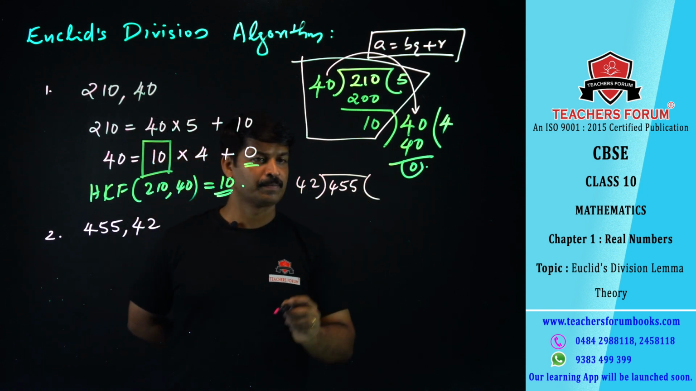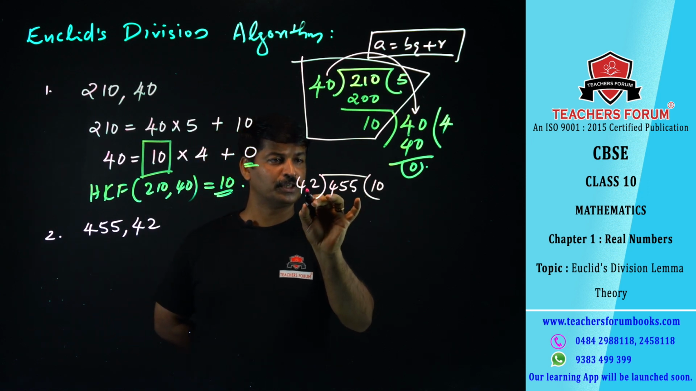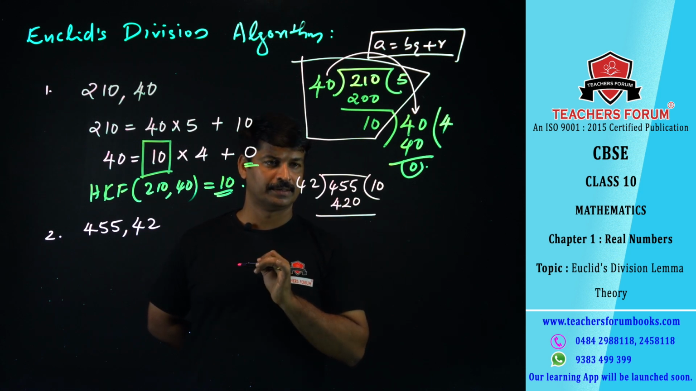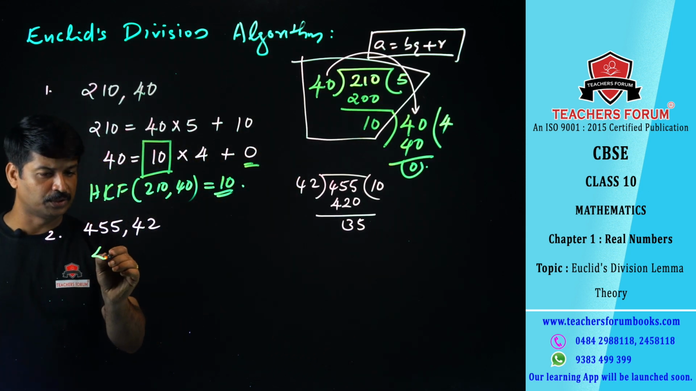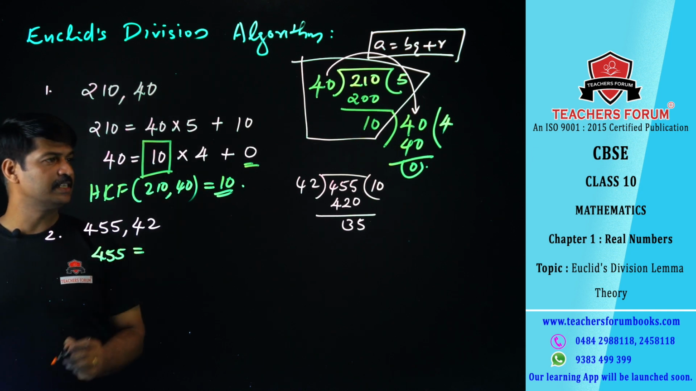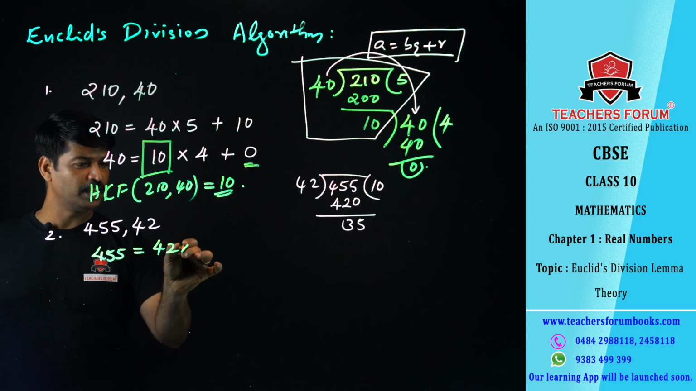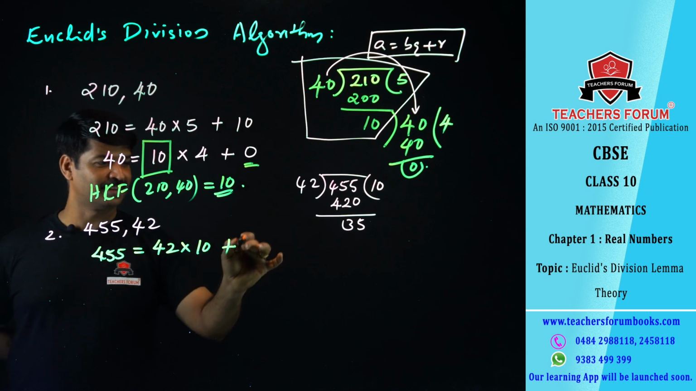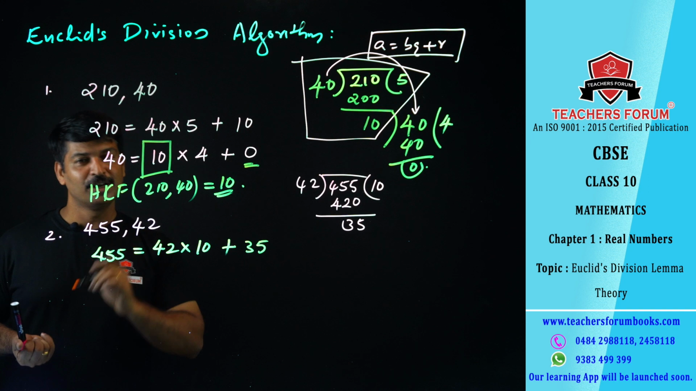42 goes 10 times in 455. So 42 into 10 is equal to 420. What is the next step? You just subtract. What you will be getting? 35. So this can be written in the form 455 is equal to, that is dividend, is equal to divisor, that is 42, into quotient, that is 10, plus remainder. What is the remainder? Remainder is 35. So it is also in the form A is equal to BQ plus R.